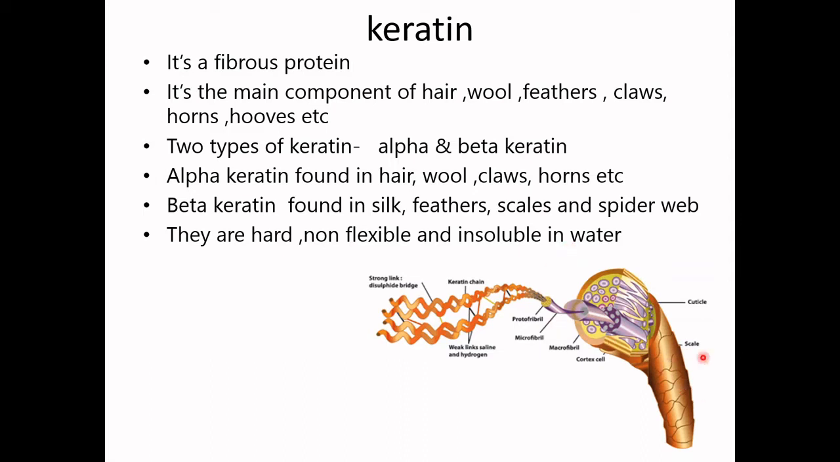So this is a scale or hair follicle. This is an alpha helix, and this is another alpha helix. They both coil around each other, and this is another pair, coiled around each other. Likewise, so many alpha helices join to form a protofibril, microfibril, macrofibril. So this gives the structure of hair. In a hair there are a lot of fibrous proteins, many alpha keratin proteins can be found.